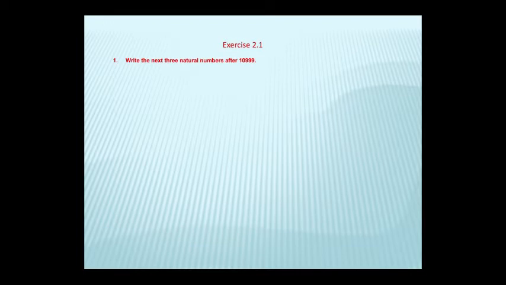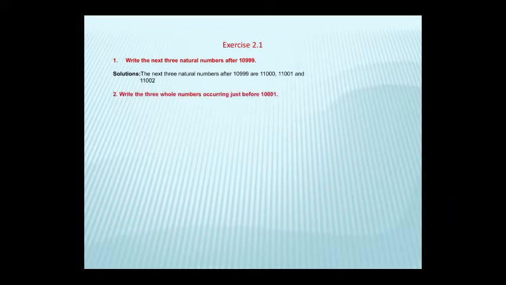Let us move on to exercise 2.1. Write the next 3 natural numbers after 10,999. Natural numbers means you are counting, adding 1 to the number. After 10,999, the next 3 natural numbers are 11,000, 11,001 and 11,002.